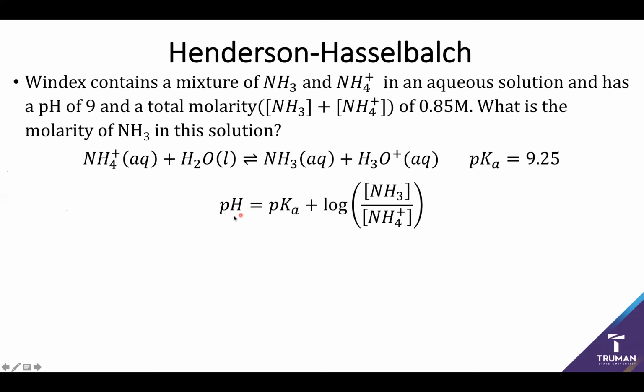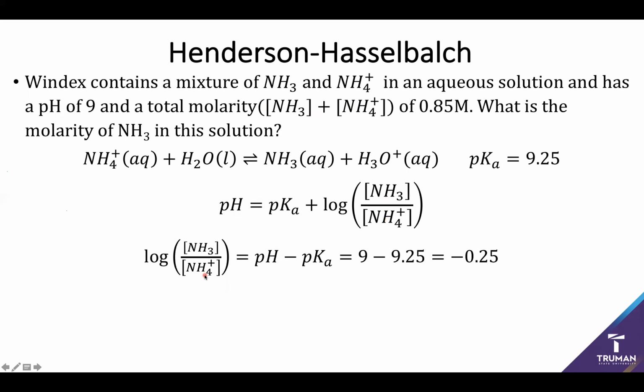First thing I'm going to do is set up my Henderson-Hasselbalch: my pKa, and the log of the ratio. The issue is this gives me two unknowns, so the best I can do here is solve for the ratio. The log of the ratio should just be the pH minus the pKa, which in this case turns out to be -0.25. I can then say that the ratio of base to acid is 10 to the -0.25, which is indeed a positive number. It's about 0.56. So for every 1 mole of ammonium, I'd have about 0.56 moles of ammonia.